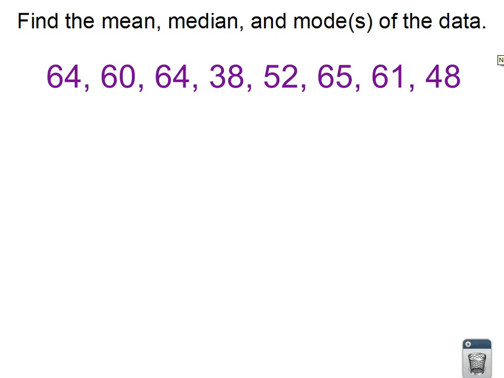Okay, it says find the mean, median, and mode of this data. These are 3 different ways that we can find the middle point or the average of these particular numbers. The numbers might represent temperature outside, I guess. There are 8 numbers, so maybe the last 8 days that we've had, we could look at this in terms of temperature.